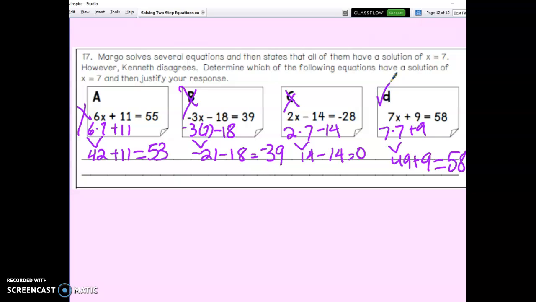So your response would be something to the effect of Margot was incorrect. X equals 7 only works on letter choice D, so Kenneth was actually correct on this. However you want to phrase that, make sure you use complete sentences.